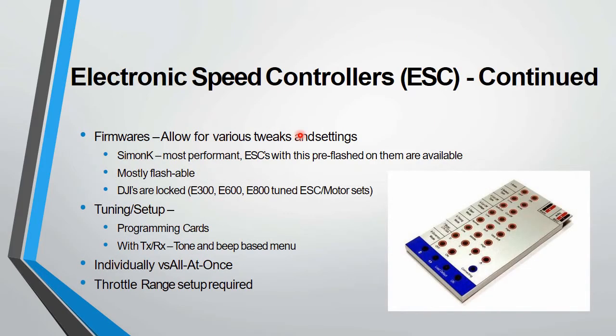Now next is ESC firmware. Firmwares allow for various tweaks and settings, and the most performant ESCs with this pre-flashed on them are available, mostly flashable. DJI ones are locked, that is E300, E600, E800 tuned ESC motor sets, tuning setup, programming cards, and then with TX, RX tone and beep, menu individually versus all at once, and then throttle range setup is required.